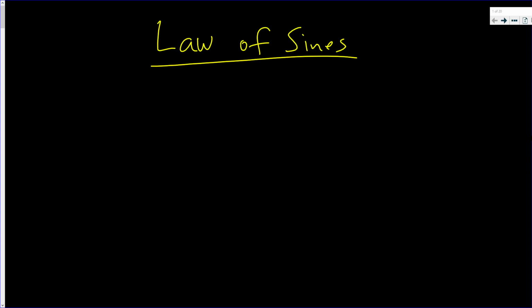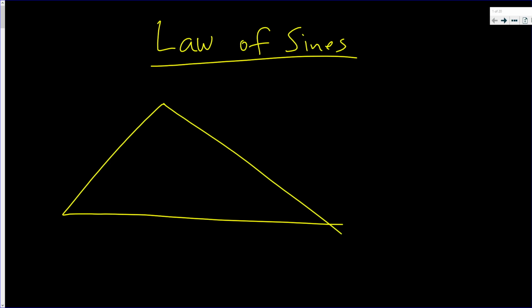Law of sines. First thing we're going to do is prove the law of sines. Suppose you have an arbitrary triangle ABC. Opposite angle C, you have side little c. Opposite angle B, little b. And opposite angle A, you have little a.